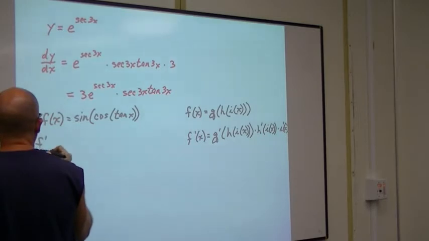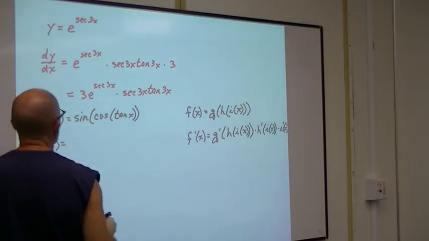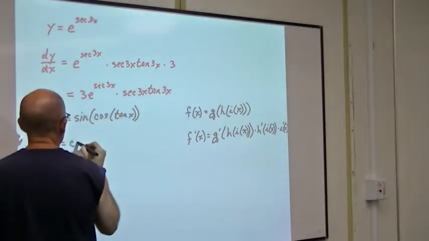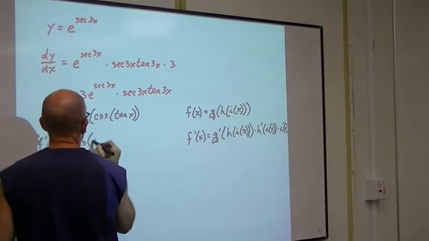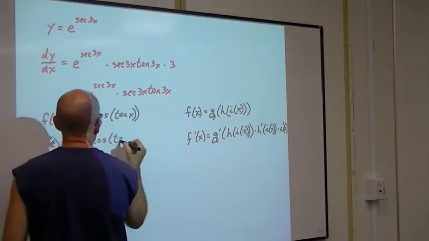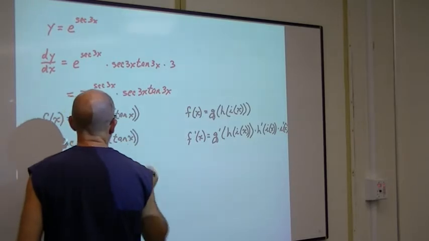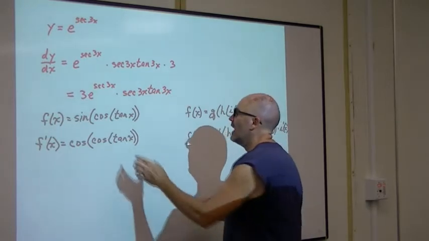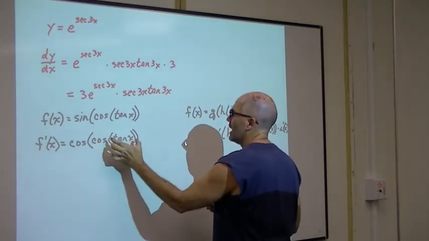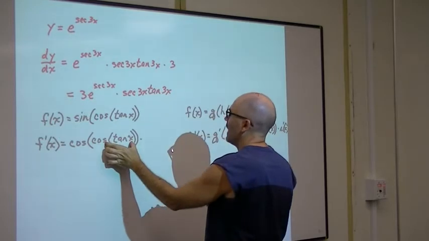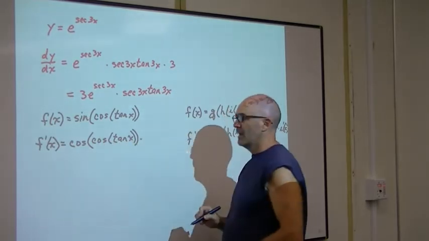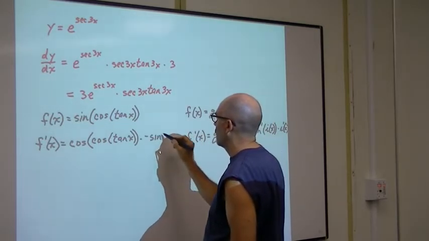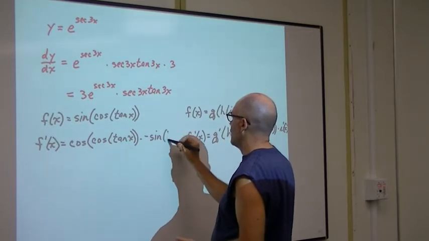So that's exactly what we're going to do here. f prime of x is going to equal the derivative of sine x. What is that? It's cosine x. Well, what's our x? It's cosine of tangent x. So all I did was take the derivative of the outer shell. Now I have to take the derivative of cosine of tangent x. So I multiply that, and what's the derivative of cosine? It's negative sine of tangent x.